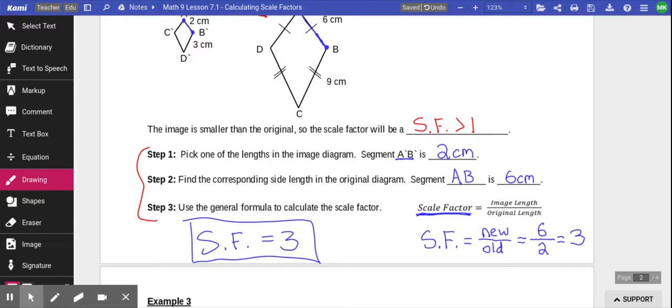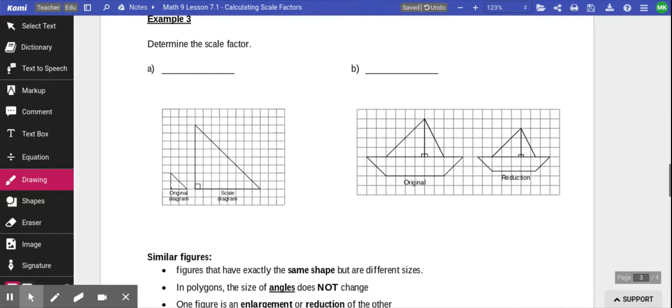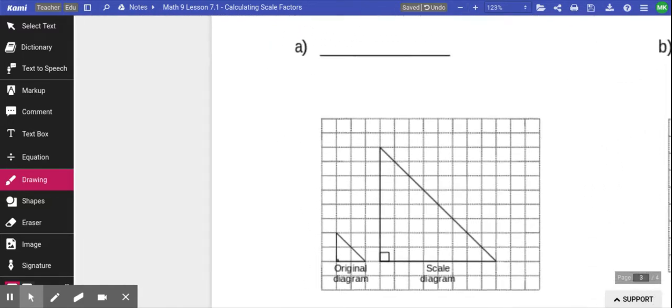Easy, right? Find two side lengths on the image that are the same side length. One's just now bigger or smaller. And then do the new length divided by the old length. We got two examples here. We're going to try to calculate the scale factors.